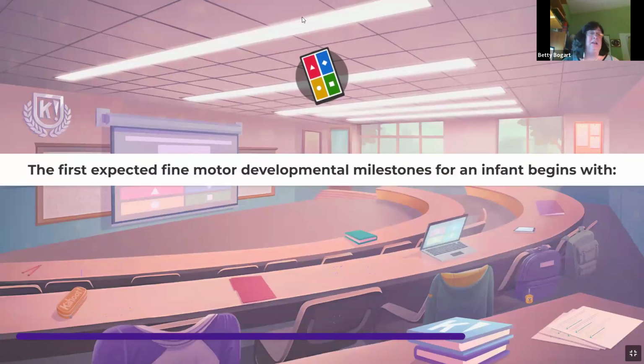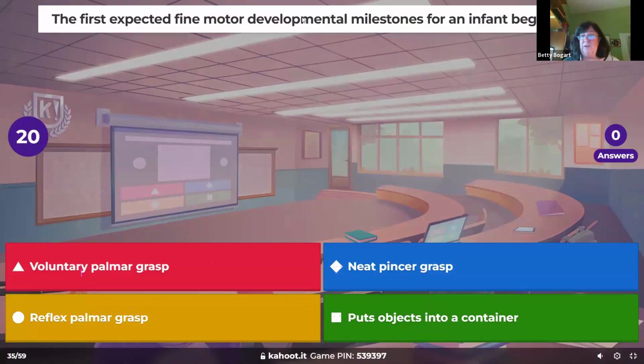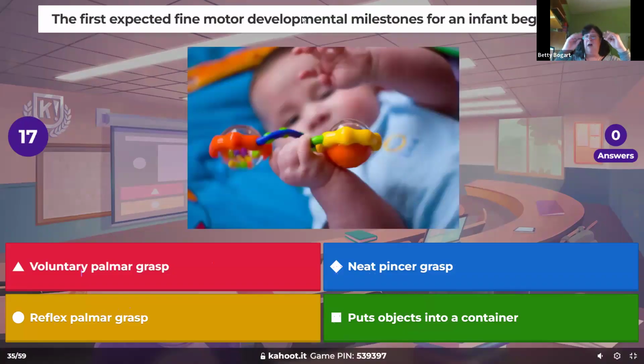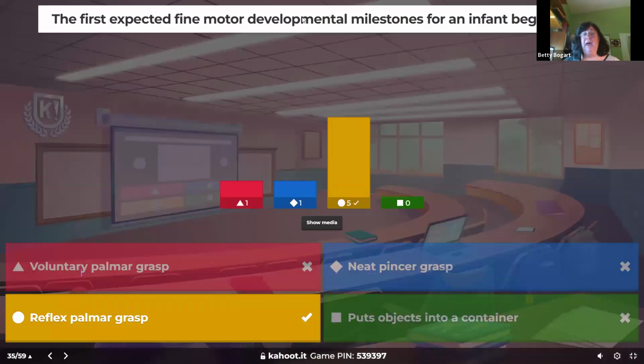The first expected fine motor development for an infant begins with what? Remember, fine is fingers. What should they do first? They should have that reflex first. That's the first thing. And then it becomes voluntary.